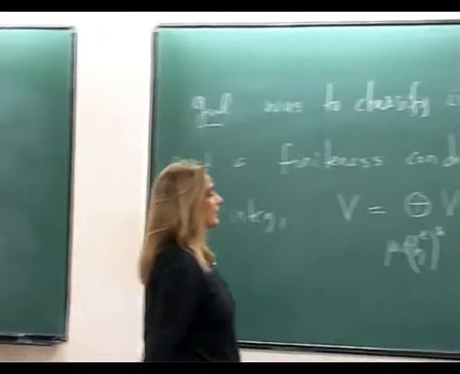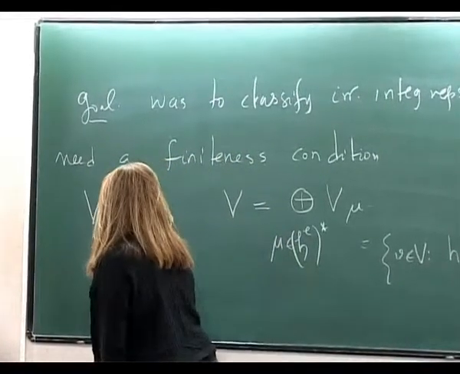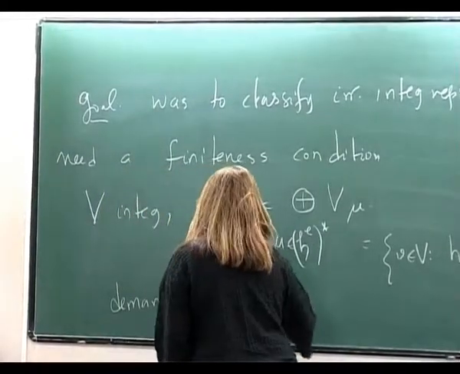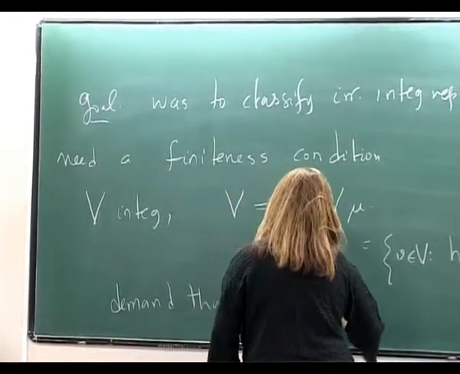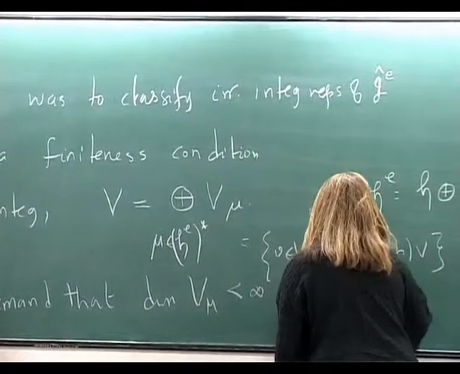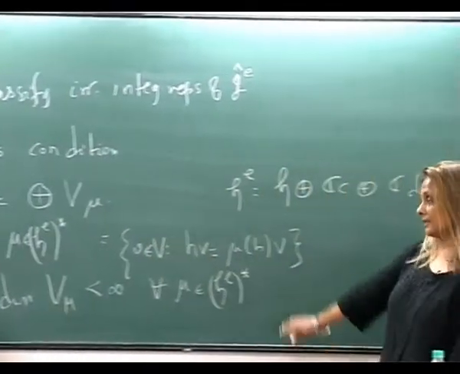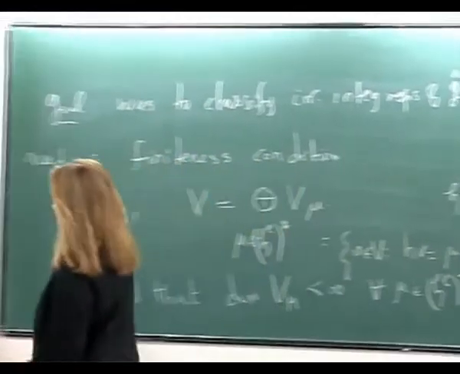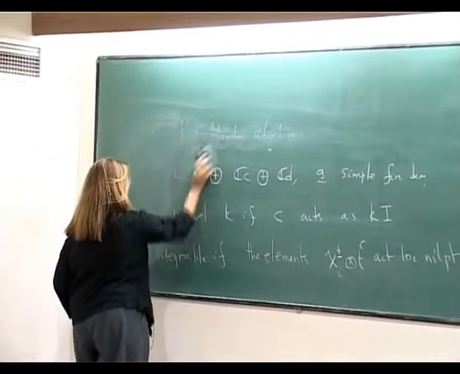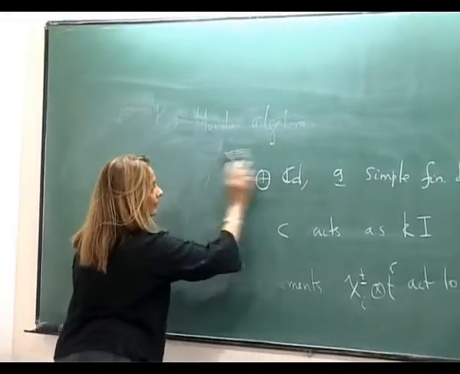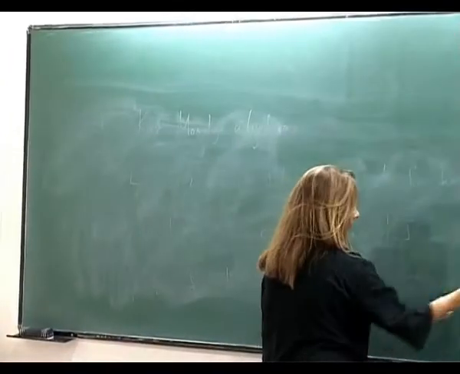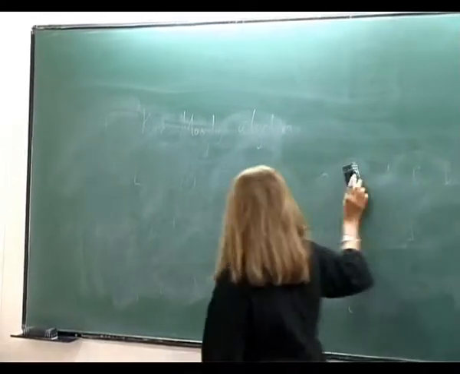So the finiteness condition that I'm going to impose is we're going to demand that dimension of V mu is finite for all mu in the dual space. Without this condition, I don't know how to classify irreducible integrable representations. There are examples of such modules, but a complete classification is not known.